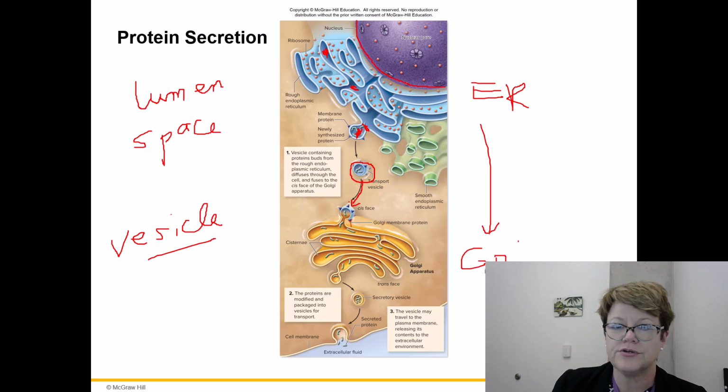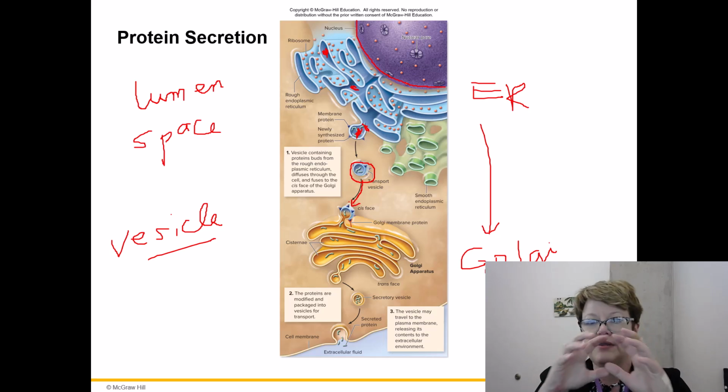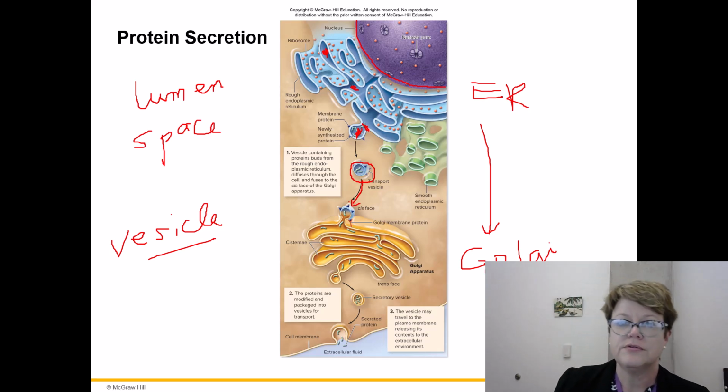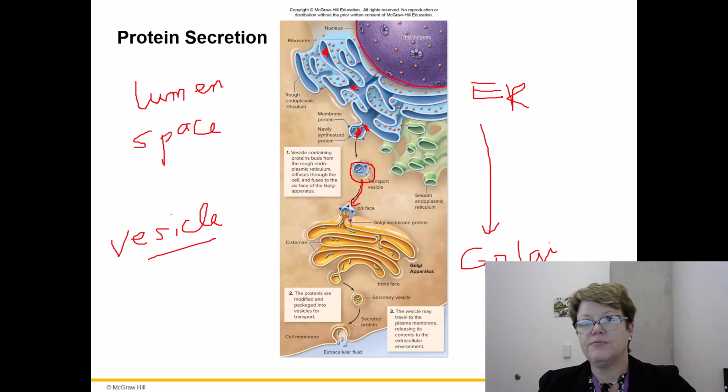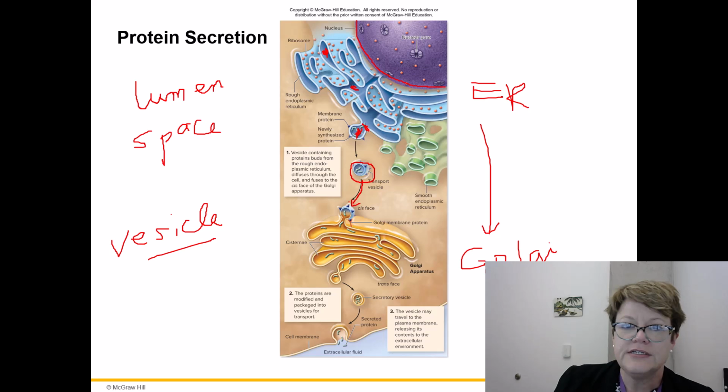So the Golgi are shown in orange or yellow, whatever color you think this is. And when the vesicle gets to the Golgi, that membrane actually fuses to one of the Golgi compartments, and the membrane becomes part of the Golgi. And whatever was inside of that vesicle gets dumped into the lumen or space inside of the Golgi. So the vesicle is a transport vehicle to get materials from the ER to the Golgi.